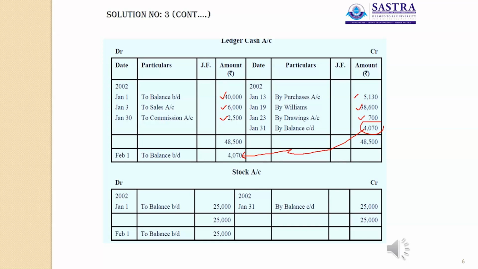Here the stock account also shows a debit balance. January 1st, to balance brought down rupees 25,000. Here there is no other stock transaction, so that account was closed. By balance carried down rupees 25,000. So the amount of 25,000 is carried forward to the next month, February 1st, to balance brought down rupees 25,000.